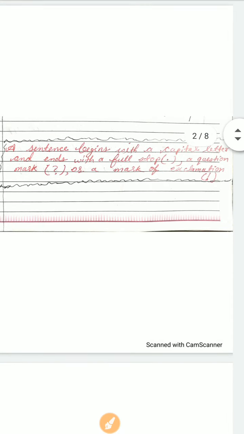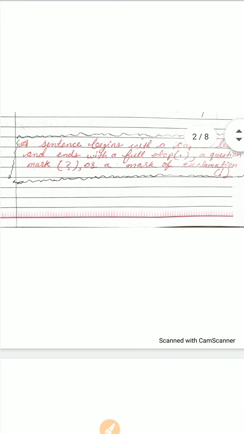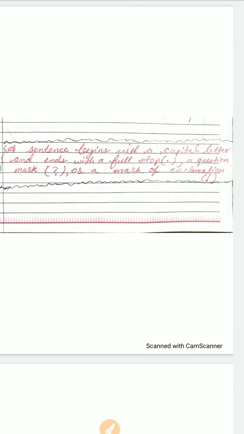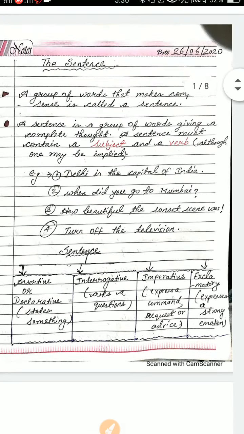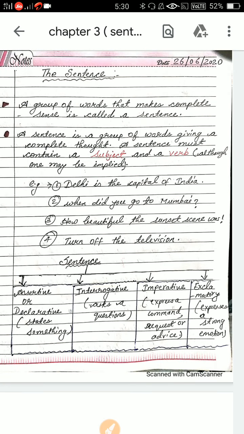Now, a sentence begins with a capital letter and ends with a full stop, a question mark, or a mark of exclamation. We had already seen in the examples that the first, the assertive sentence, ends with a full stop or period. The second ends with a question mark, the third ends with an exclamation mark, and the fourth also ends with a period, that is, a full stop.